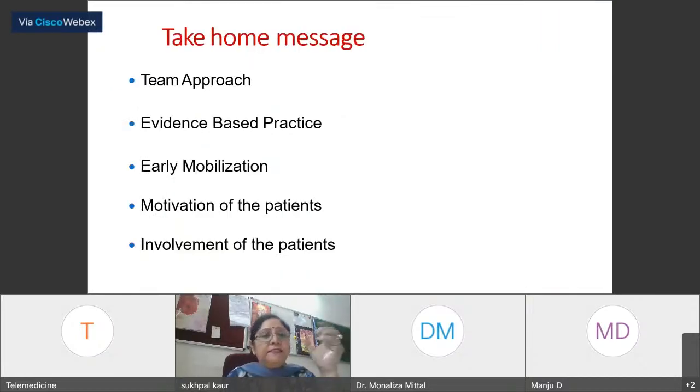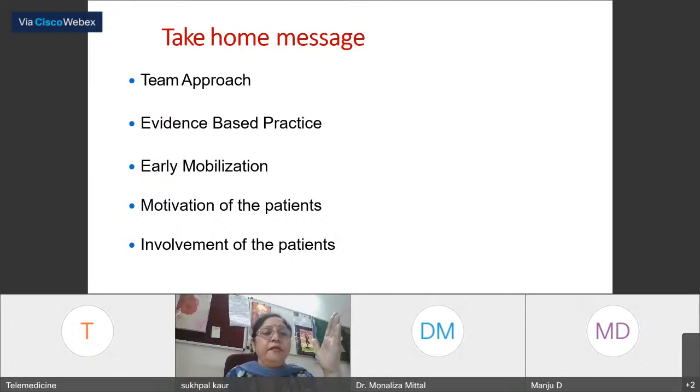So the take-home message is rehabilitation is a team approach. It is not the work of the physiotherapist or the doctors alone. It is a team approach wherein the physiotherapist, the neurosurgeon, the nurses, the psychiatrist, and the psychologist should work together as a team in order to improve the quality of life of the patients.